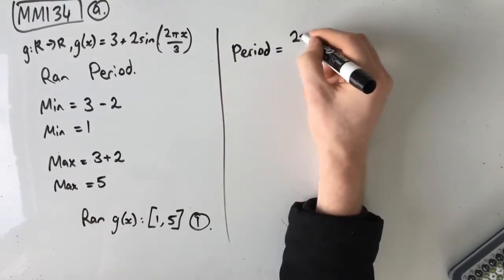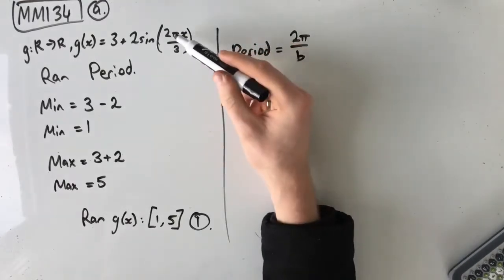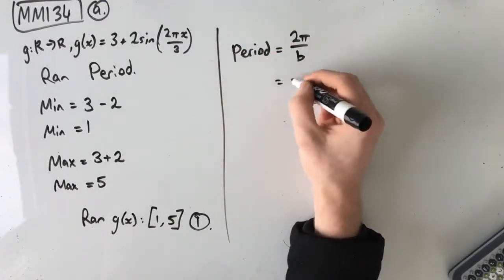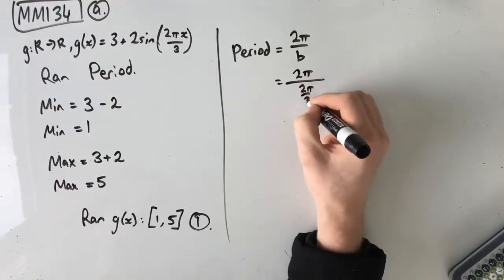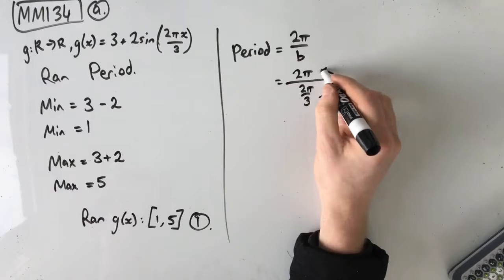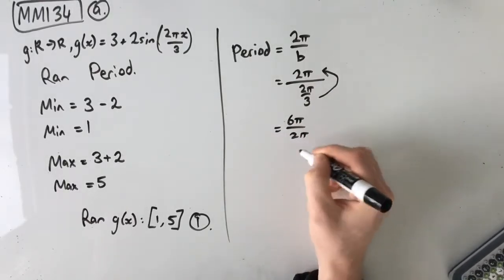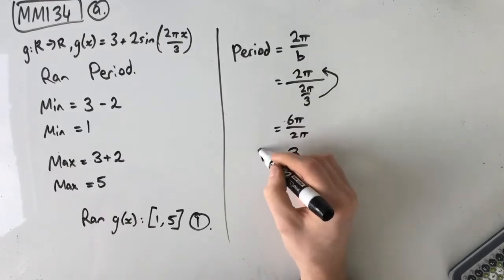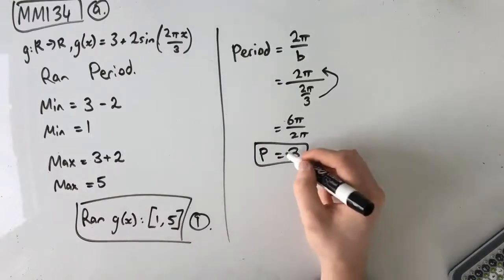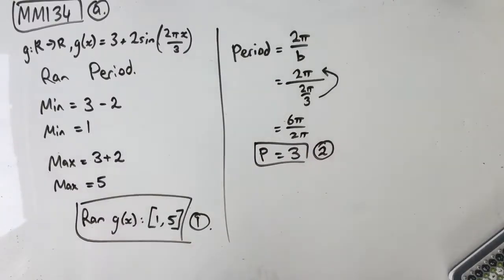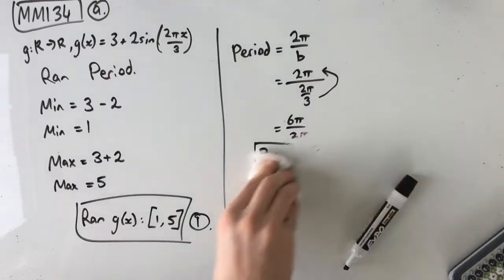The period of a sine graph is equal to 2 pi over b, where b is our coefficient of x. In this case, our coefficient of x is 2 pi over 3, which means we're going to get 2 pi over 2 pi over 3. This little guy comes up here to multiply, which means we get 6 pi over 2 pi, which gives us 3. So our range is 1 to 5, that's our first mark, and our period is 3, that's our second mark.